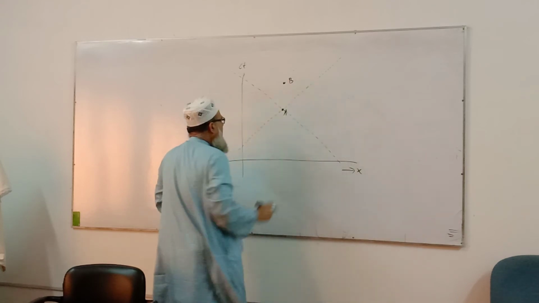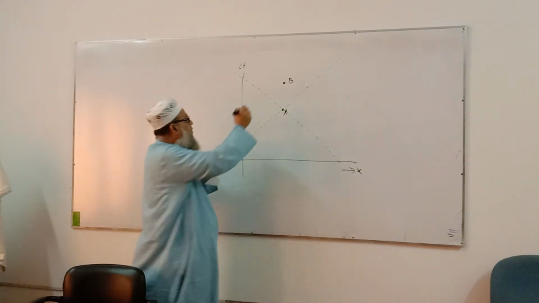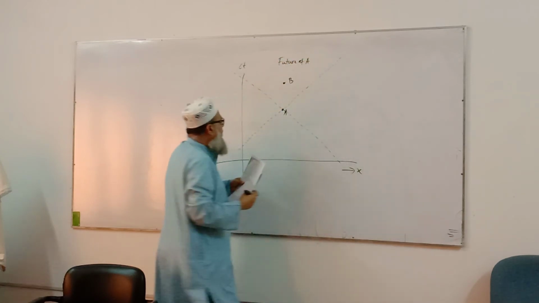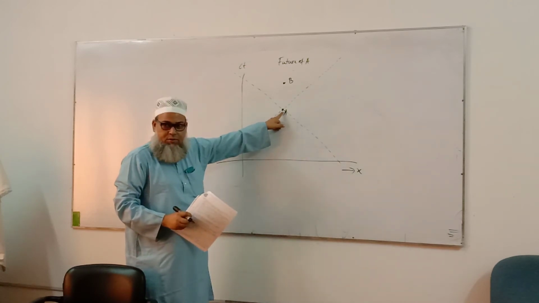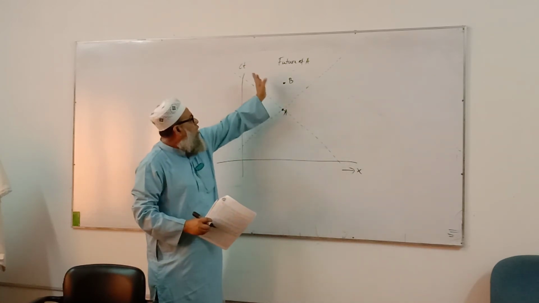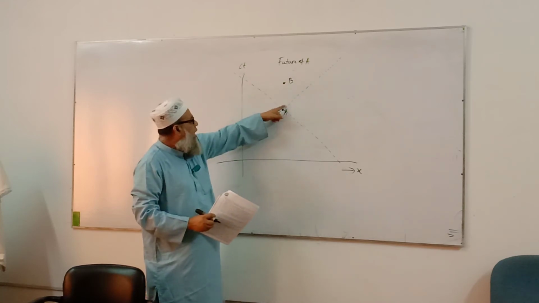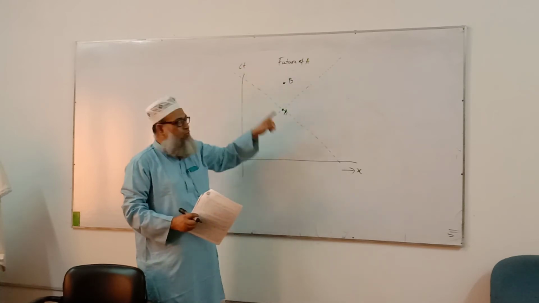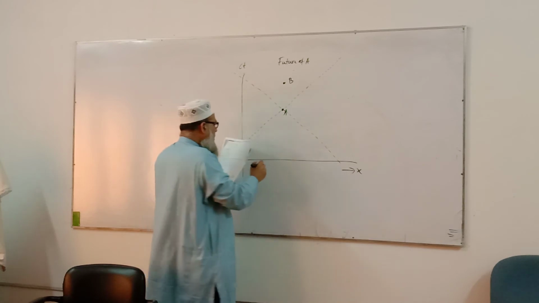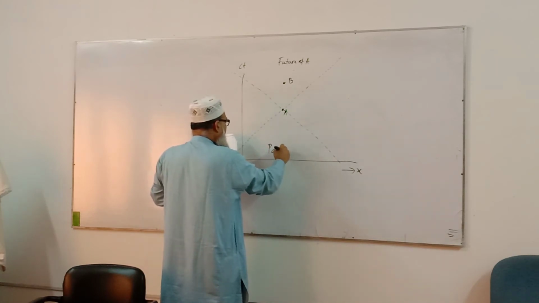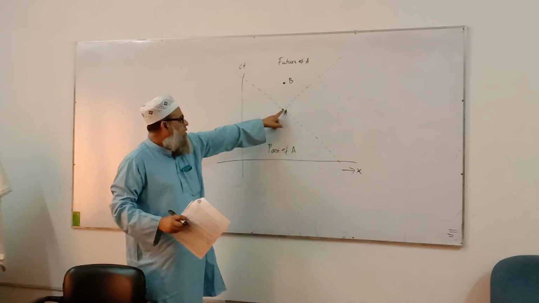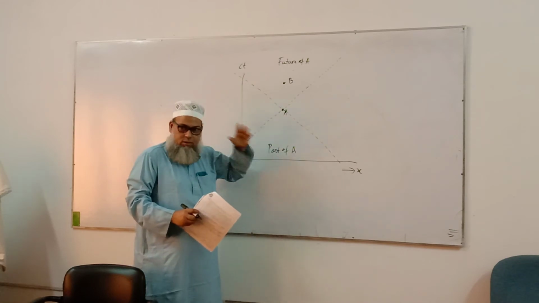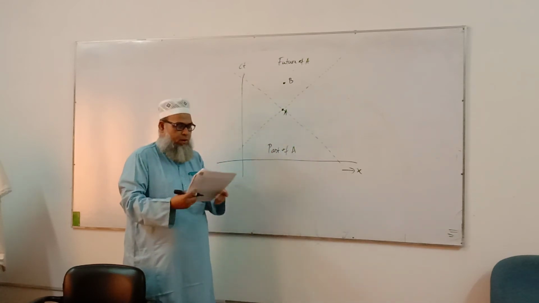This is another event. Now this is the future of A. If A is a point here, all events within these two lines and up, in this region, are the future of A. And this is the past of A. All events below and within these two lines, in this cone, are the past of A.